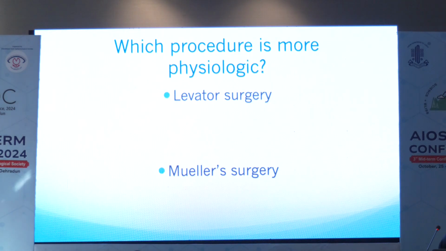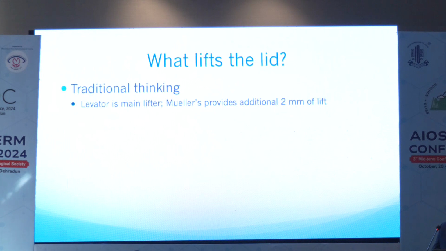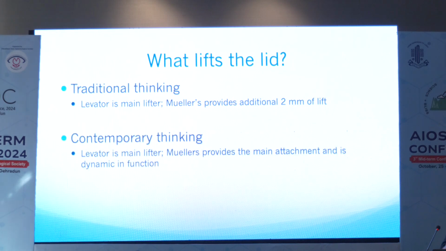I'm just going to take one step back and discuss the physiology and maybe the thoughts of levator versus Mueller's muscle. So the traditional thinking is that the levator is the main lifter to the eyelid, and Mueller's muscle provides an additional 2 millimeters of lift. But based on some dissections, particularly by Hirohiko Kakizaki, I think what we're now realizing is that the levator is still the main lifter, but the Mueller's muscle is the main attachment to the lid.